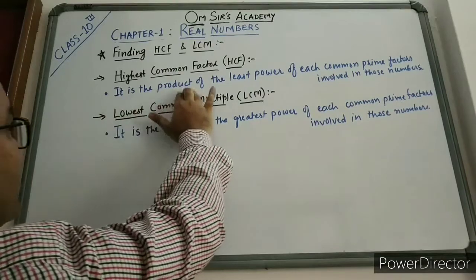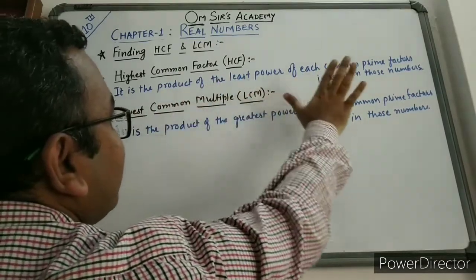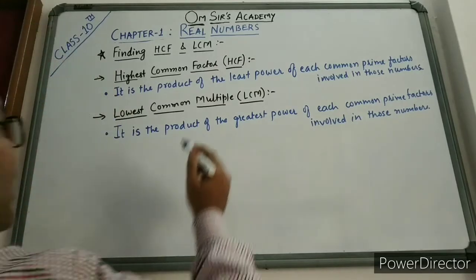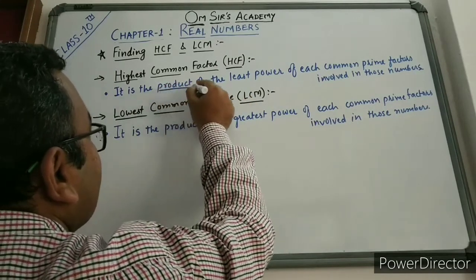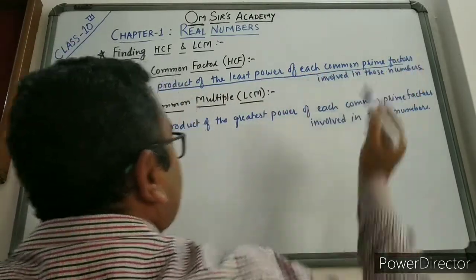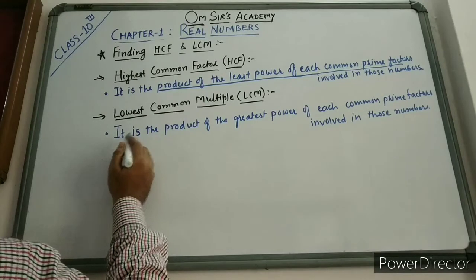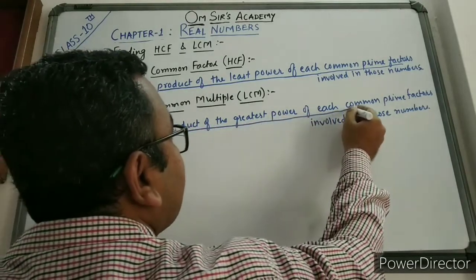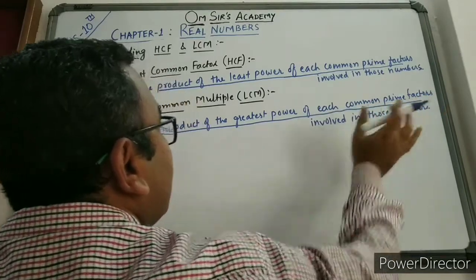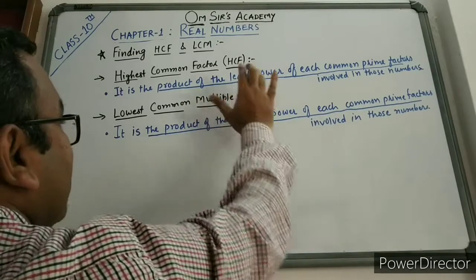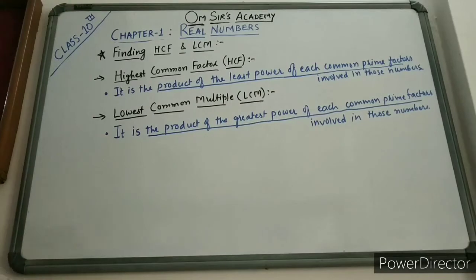Generally it is the product of the least power of each common prime factor involved in those numbers. I am underlining the main words: product of the least power of each common prime factor. Is it clear? And LCM is the product of the greatest power of each of the common prime factors involved in those numbers. Is it clear? So let us understand what it means. Least means the smallest power and greatest means the greatest power.